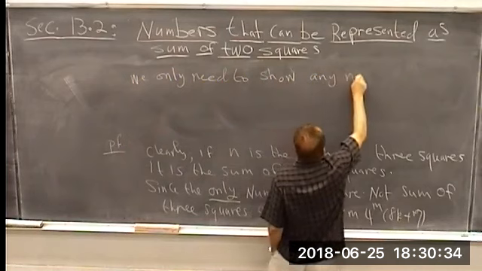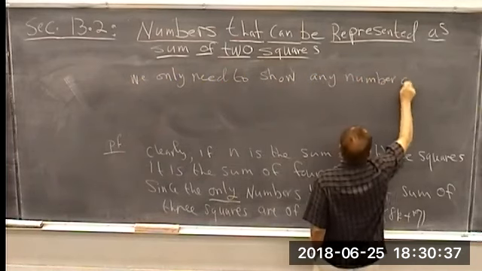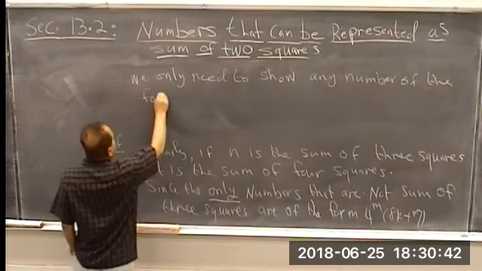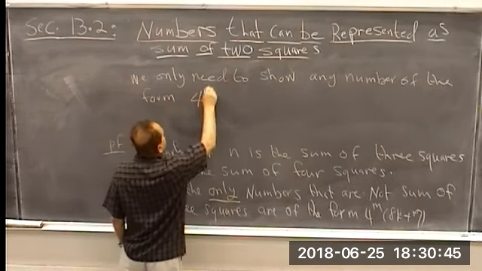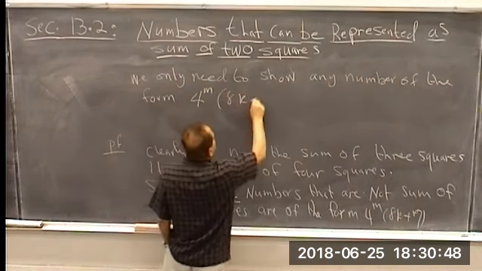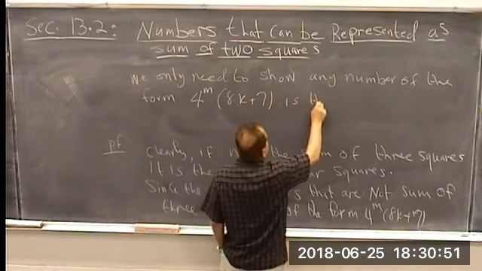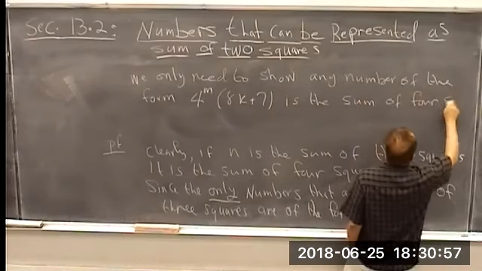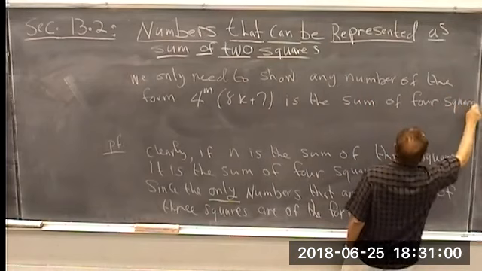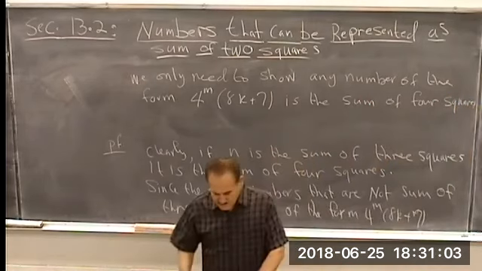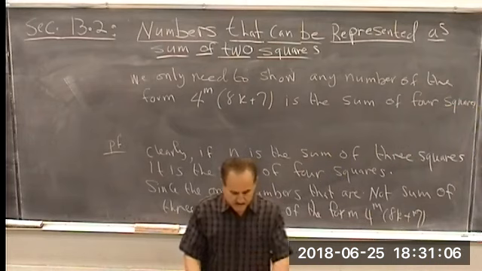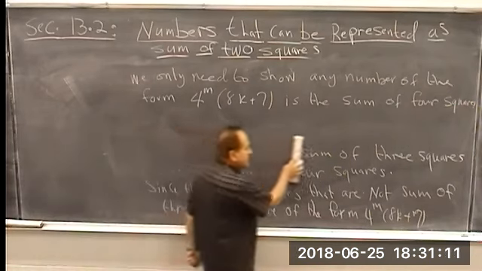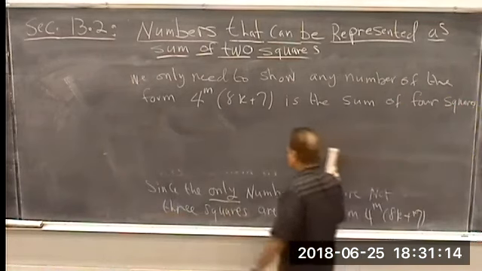So we only need to show that any number of the form 4 to the m times (8k plus 7) is the sum of four squares. All right? So let's assume we have such an n, and we're going to manufacture for it a sum of four squares.